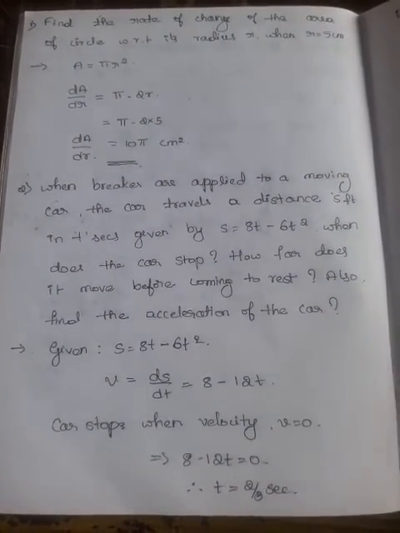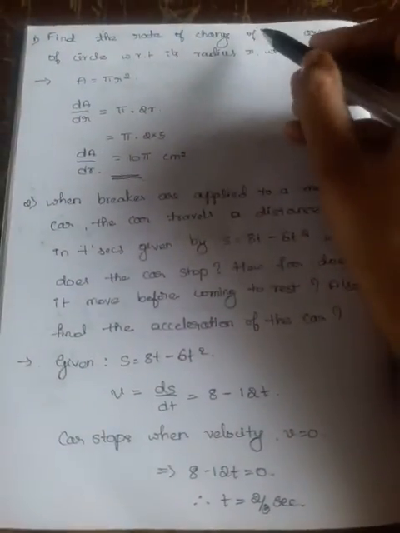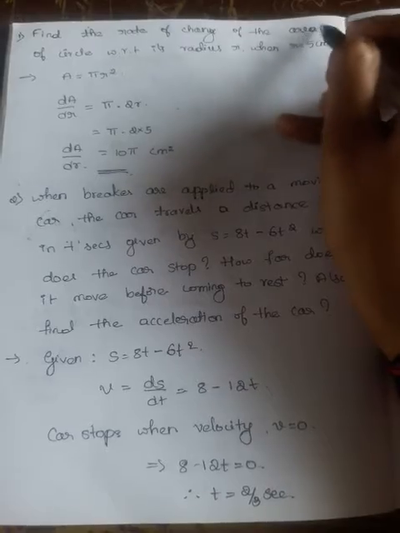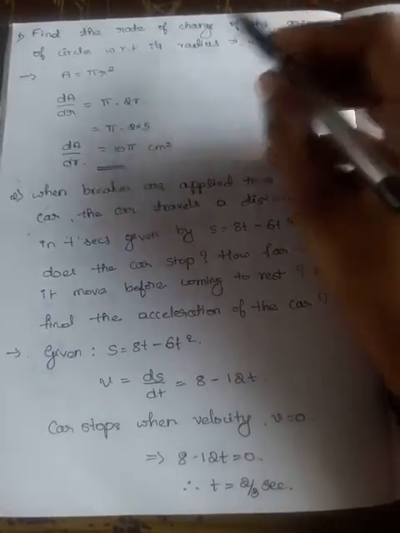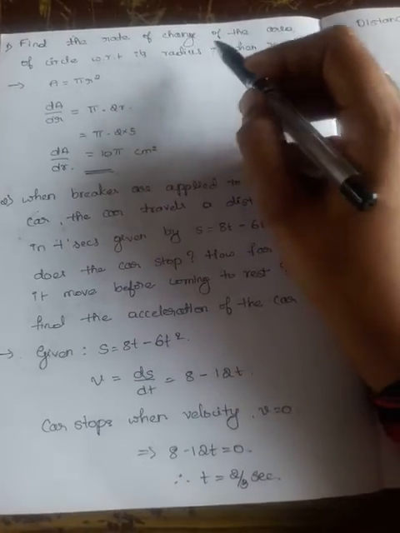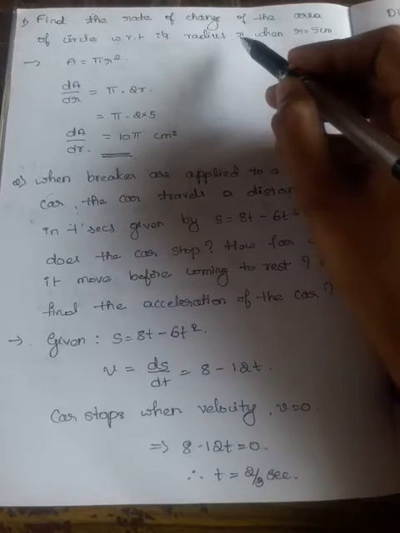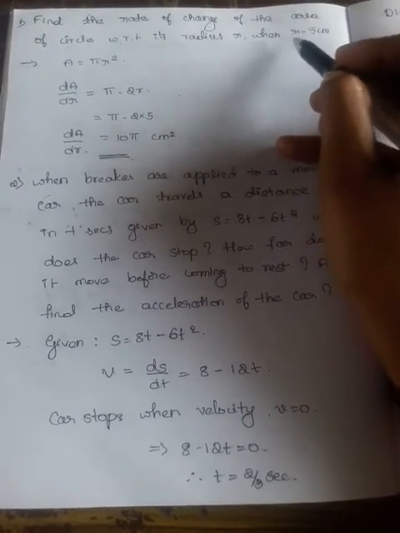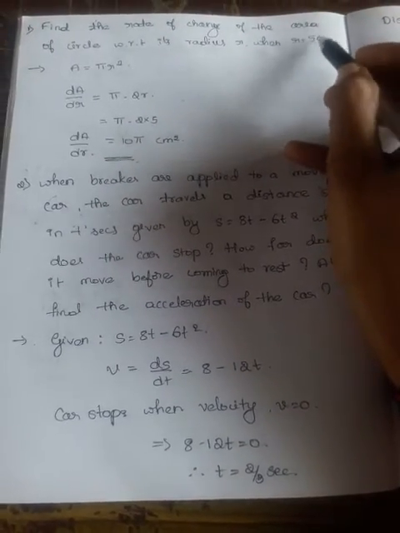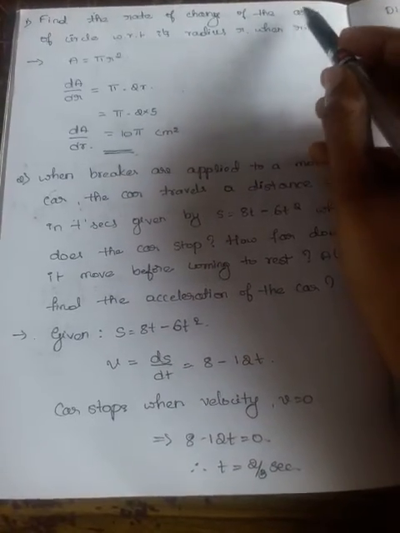First one is to find the rate of change of the area of a circle with respect to radius. Area A of a circle is A equal to pi r square, with radius r. The rate of change of area with respect to r means we have to find dA by dr when r is equal to 5 centimeter. The r value they have given is 5 centimeter.